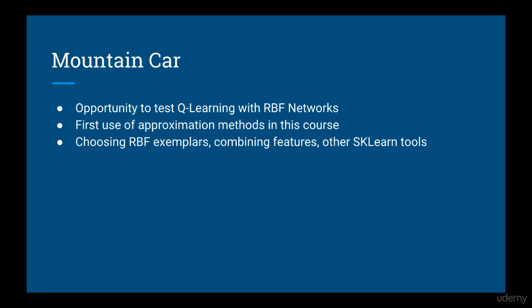We then looked at the Mountain Car task with Q-learning and RBF networks. This is the first time we used an approximation method in this course. Doing this example allowed us to learn about some important implementation details, like choosing RBF exemplars, combining features, and other scikit-learn tools.